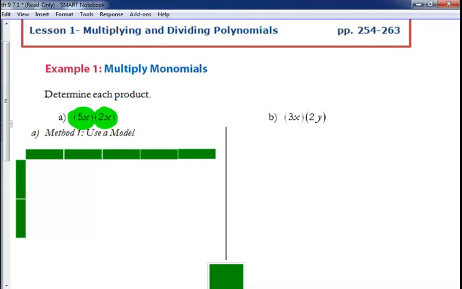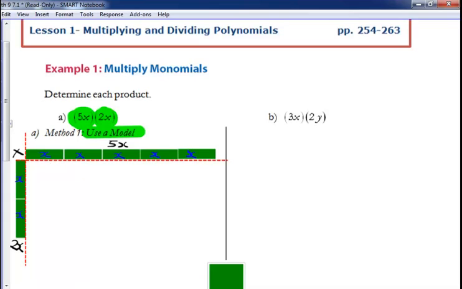Now we're going to look at this in two different ways. We're going to begin by looking at method 1. We're going to use a model. Now, if you remember back from chapter 5, each of these little rectangular squares represents just a single x, don't they? And we can set up our multiplication a little bit like this, with a times there. So we've got 2x's arranged vertically, and we've got 5x's arranged across the top.